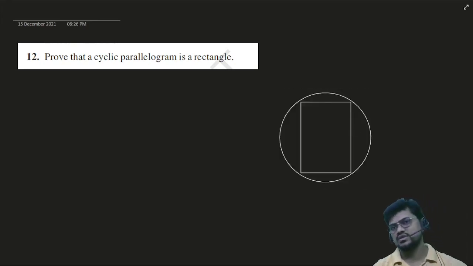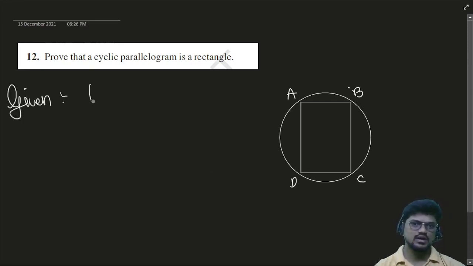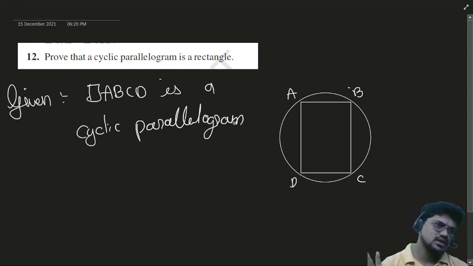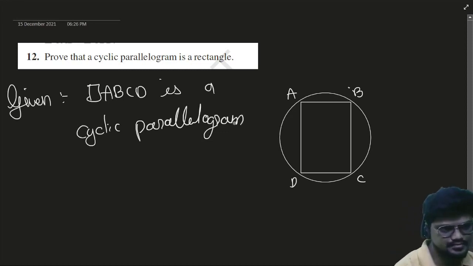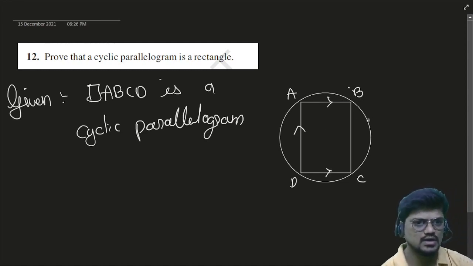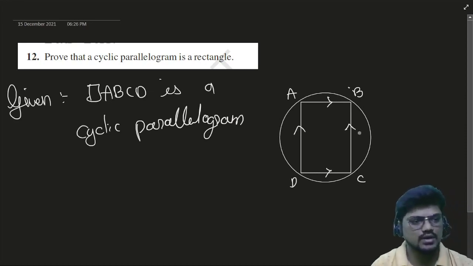Almost. I think whatever you have said is almost right. What we can say over here, ABCD. What is given in this? Quadrilateral ABCD is a parallelogram, a cyclic parallelogram. Now, what is the definition of a parallelogram? The only thing which we know in a parallelogram is the opposite sides are equal and the opposite sides are parallel. If this side is parallel to this side and this side is parallel to this side, that's what we know. We need to prove that it's a rectangle. Now, how can we prove it's a rectangle?